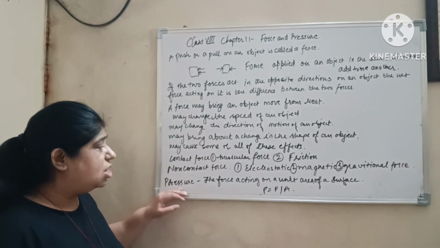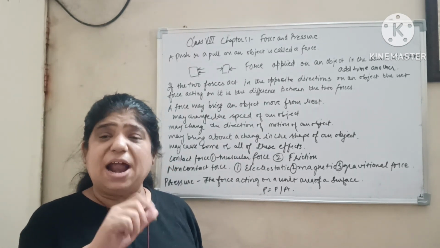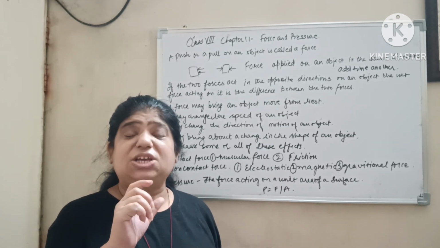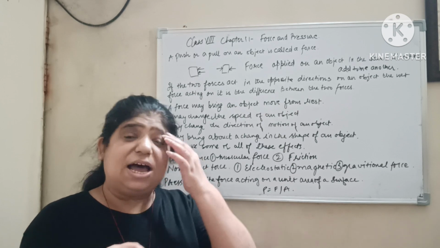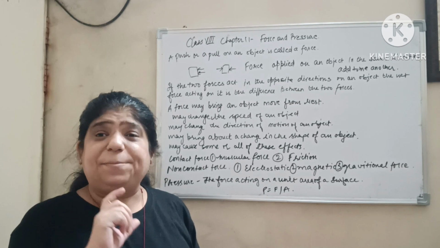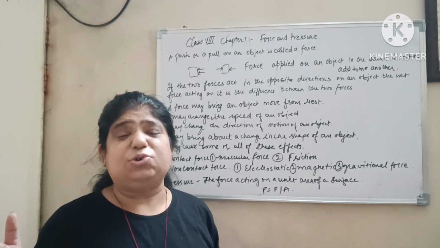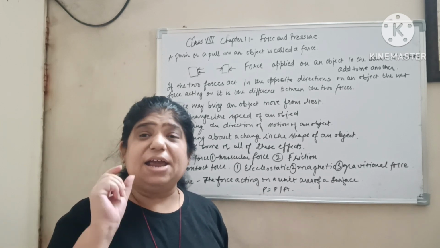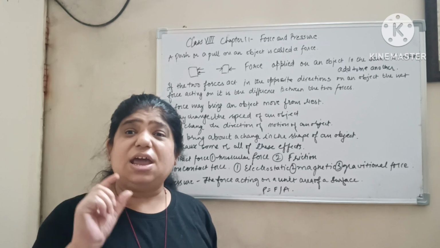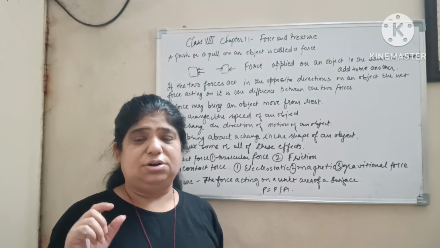Now what is pressure? If you peel an apple with a blunt knife, it will be hard to peel, but if the knife is sharp, then it is easy to peel the apple. Why is it so? Because pressure is directly proportional to the force and inversely proportional to the area. In the blunt knife, the area is large, so the pressure applied will be less. In the sharp knife, the area is small, so the pressure applied will be more.